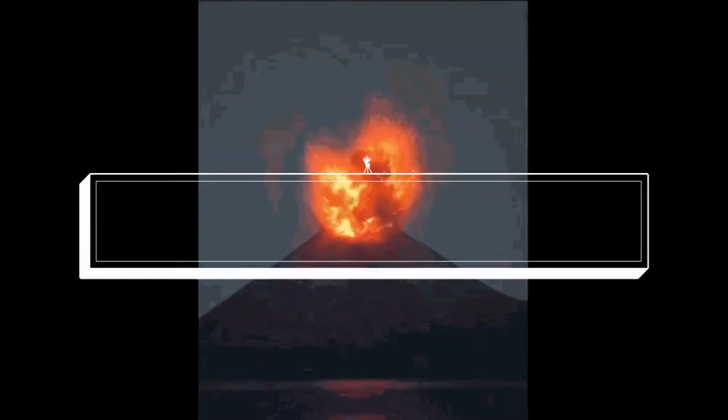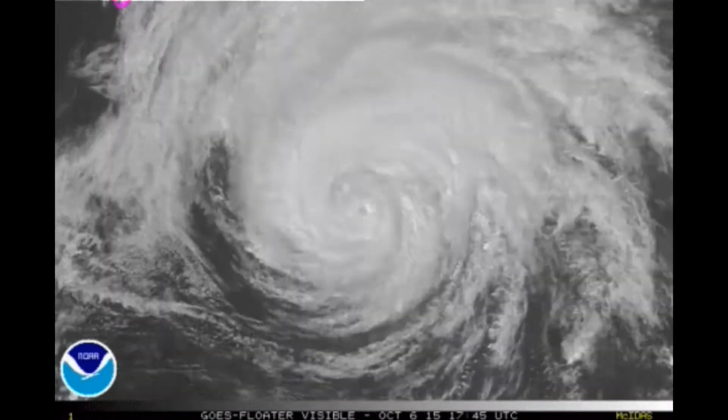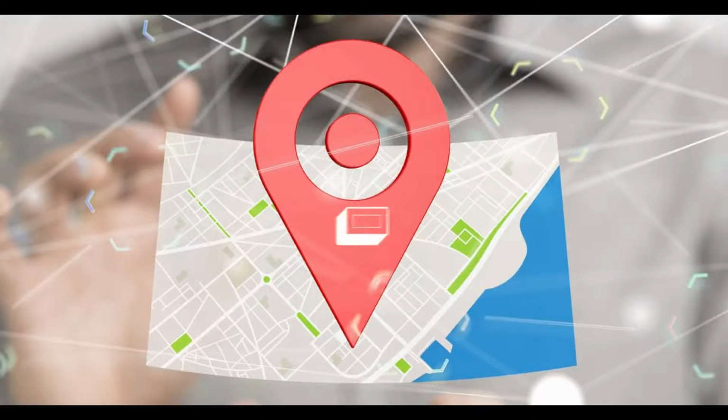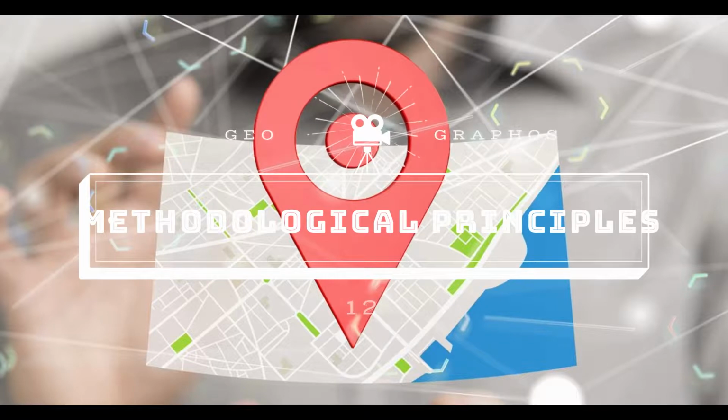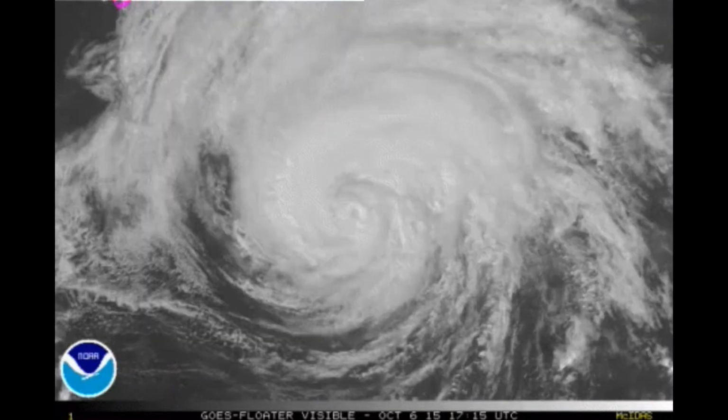Then we have geographical sciences, that is the events or phenomena you see in your everyday life, either a hurricane, a volcanic eruption, or people's migration. Methodological principles, they help to explain the phenomena that occur on Earth's surface. Like location, all geographical events occur in a determined location of space. So these principles help you to locate where they happened, and they use latitude, the longitude, and the altitude.